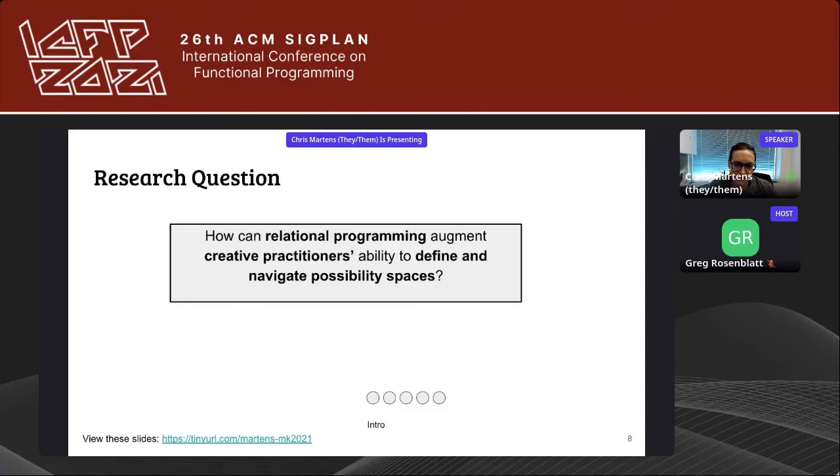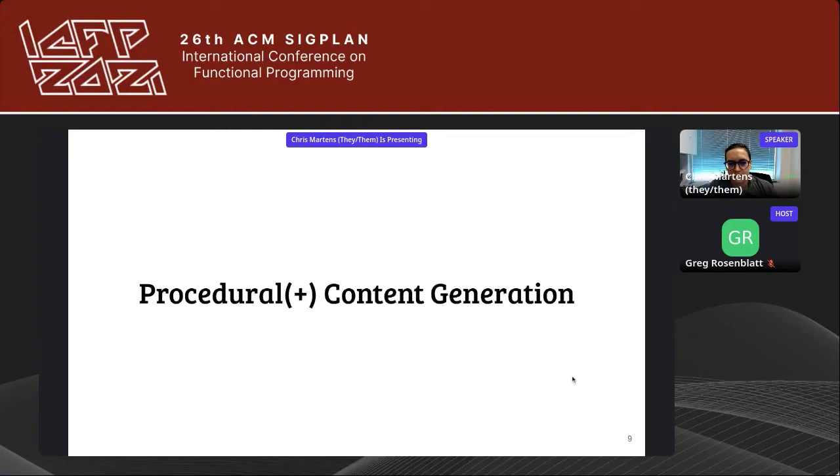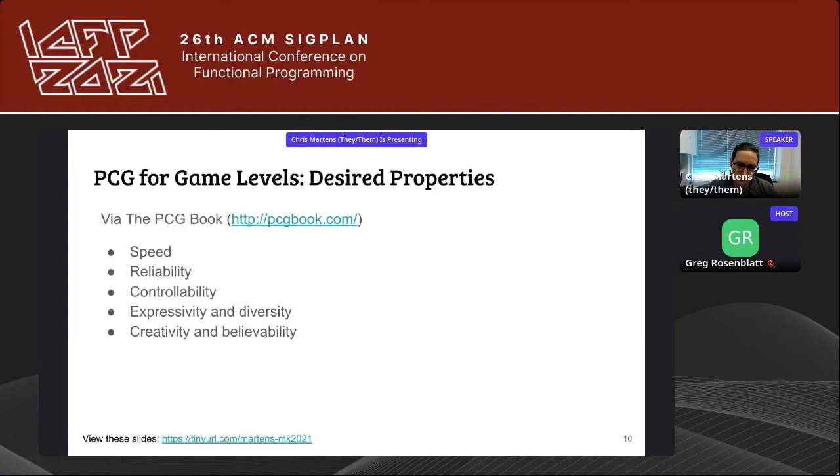So to talk about that, I need to get into a little bit more about what PCG is all about and what the goals are. Some of my colleagues in this space wrote a free book online called the PCG Book. And in the introduction to that book, they define a few desirable properties of generators.